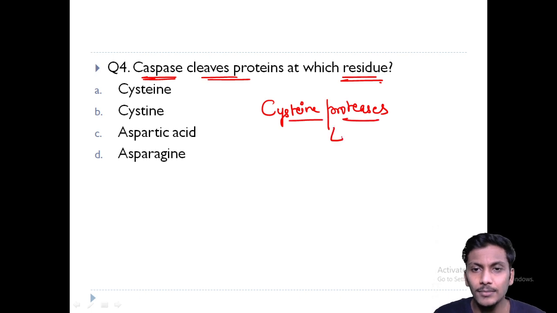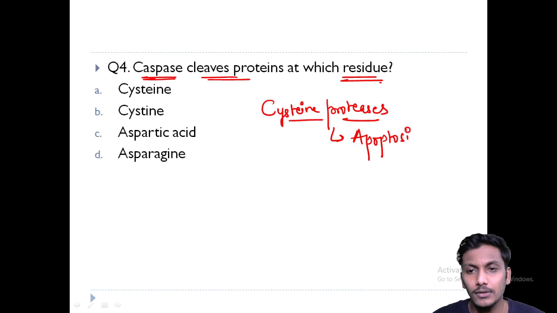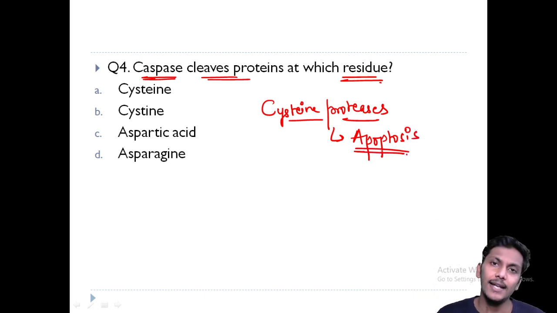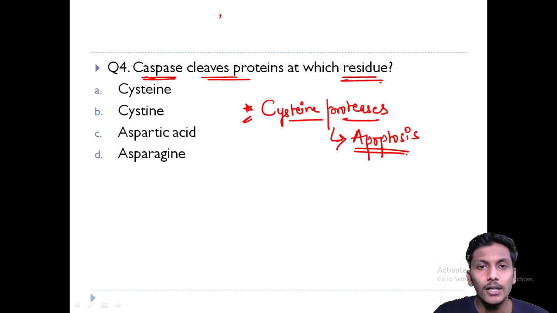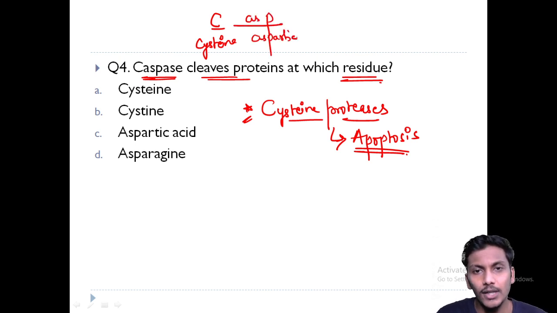These are enzymes which play a very important role in the process of apoptosis. Apoptosis is a mechanism of cell death, a programmed cell death. So in cases of apoptosis, the main role is played by these cysteine proteases known as caspases. How to remember this? Over here, C goes for cysteine, ASP goes for aspartic acid residues. So the cleavage occurs at the aspartic acid residues.